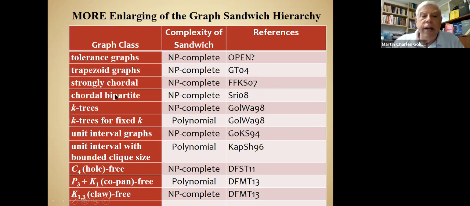Well, in '07, strongly chordal was finally shown to be NP-complete. Same time, chordal bipartite. A year later, K-trees with fixed K, unit interval graphs with bounded clique size, hole-free graphs, a few others. And as you can see, the list of references just goes on. Many of my friends from Brazil who are even on this Zoom are authors of some of these papers.